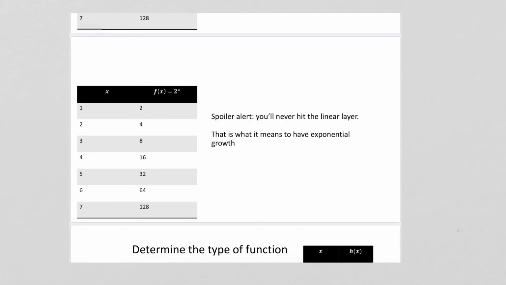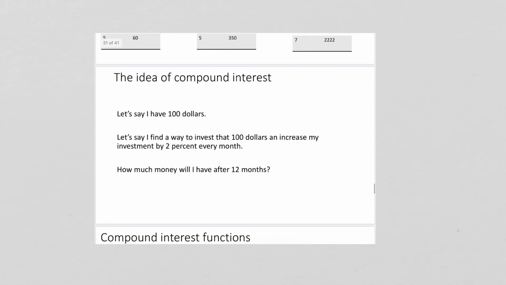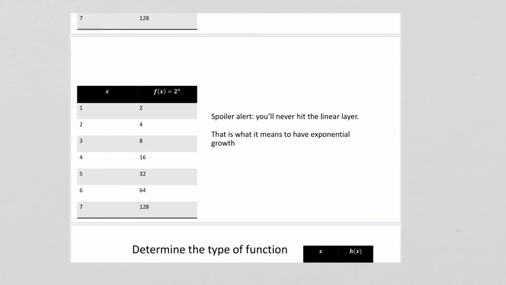Never hit the linear layer. Okay, so we're just going to skip that. Cool. We're going to just skip to the next part of the video instead of doing more practice, but you will have problem set problems where you will have to determine what type of function is represented on a table by taking the difference in the y values until you hit the linear piece, right? Or if you determine you're never going to hit a linear piece, that would be exponential, right?